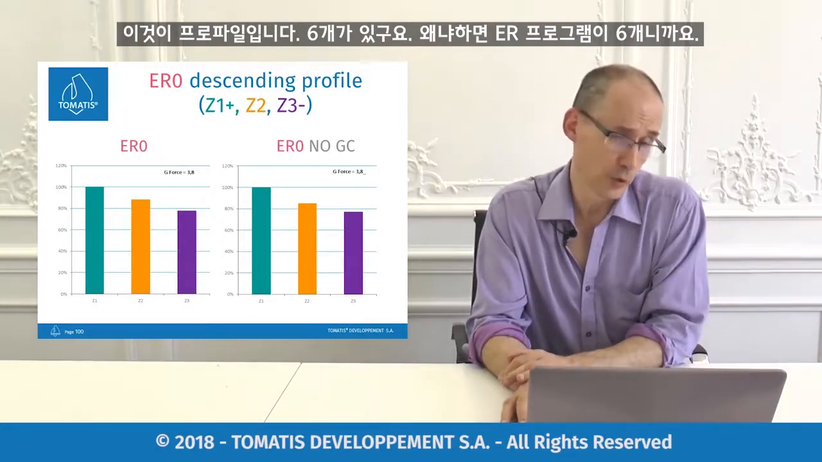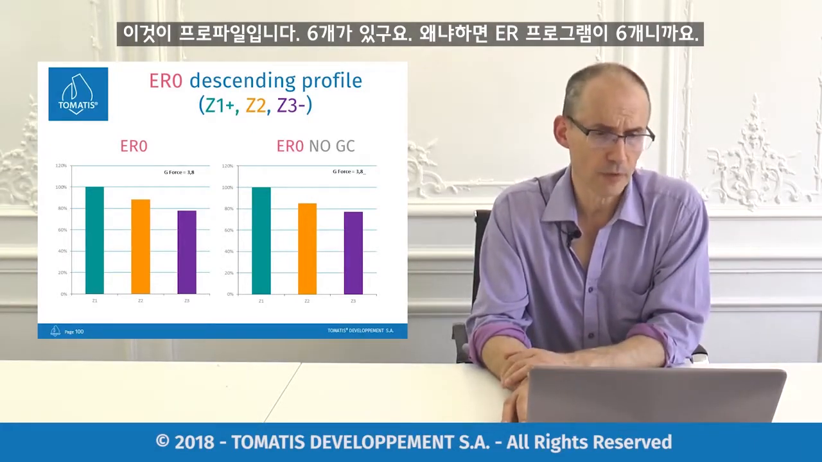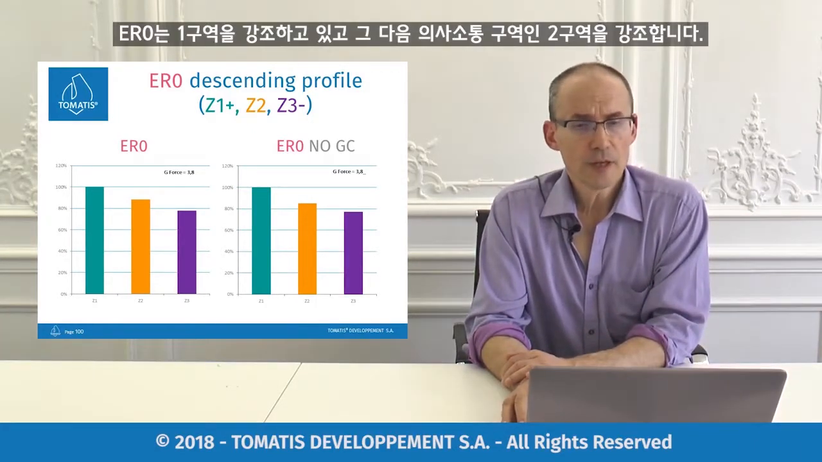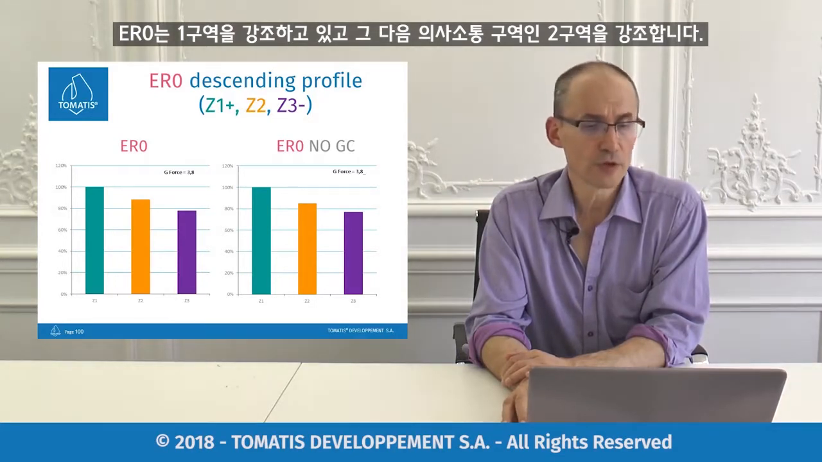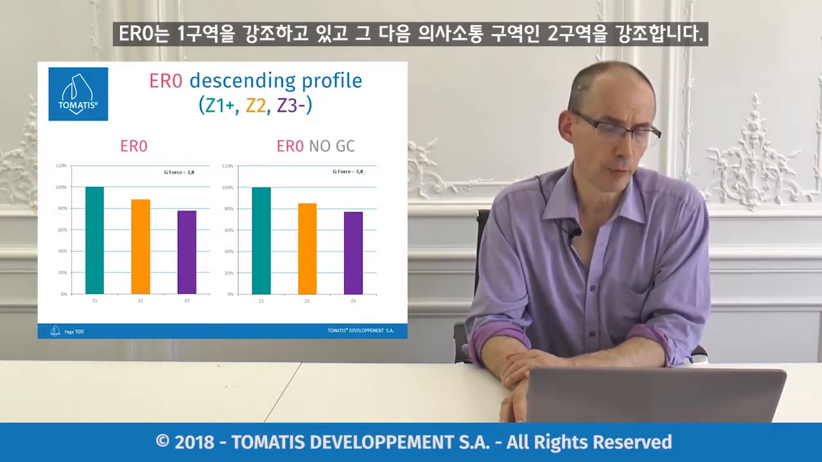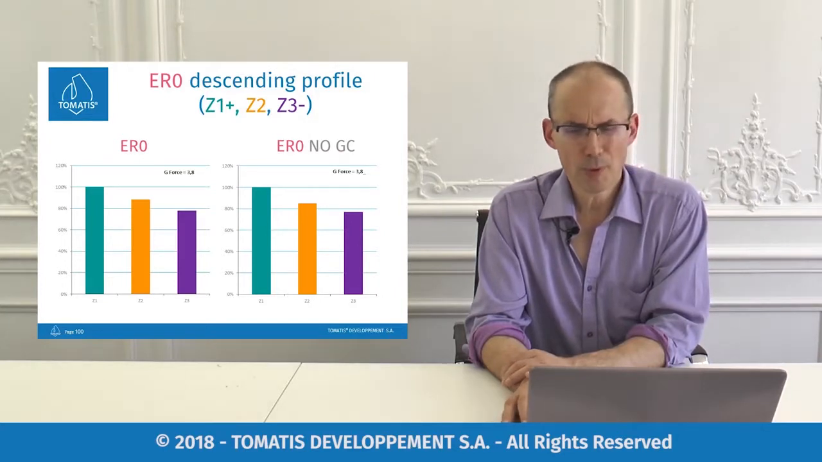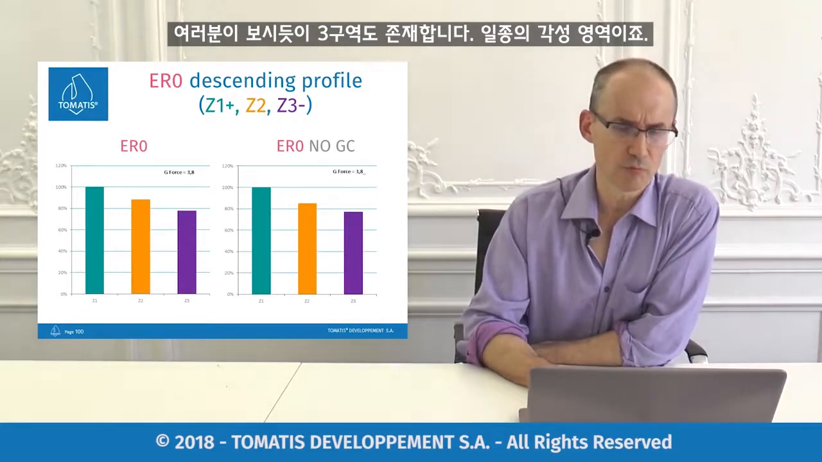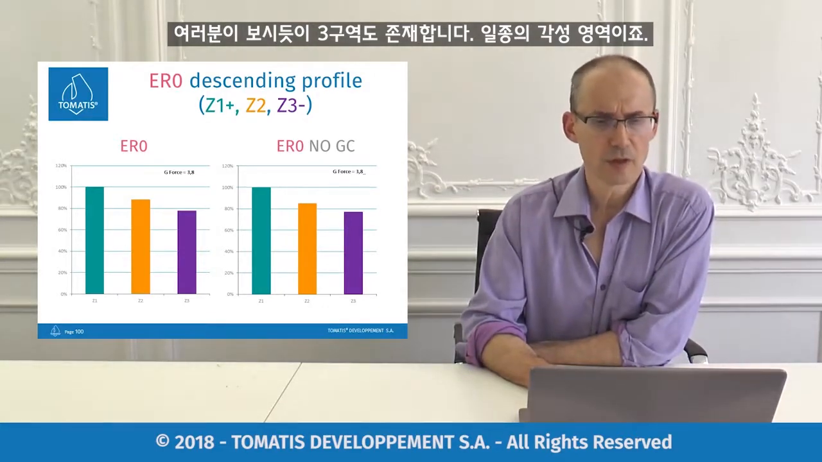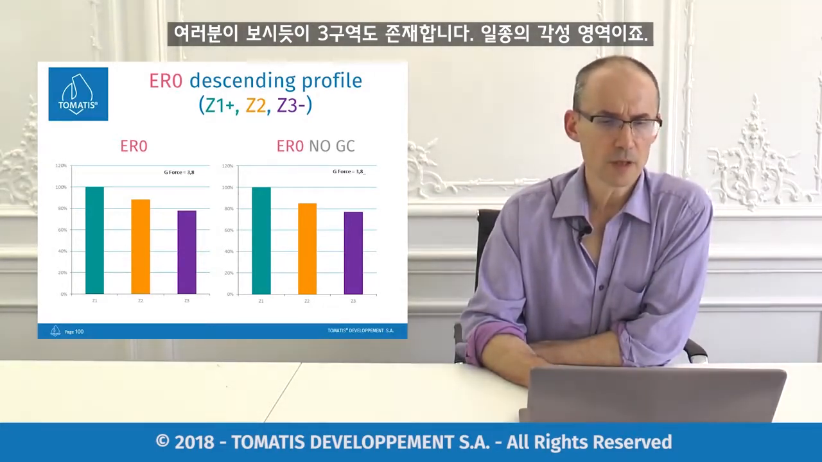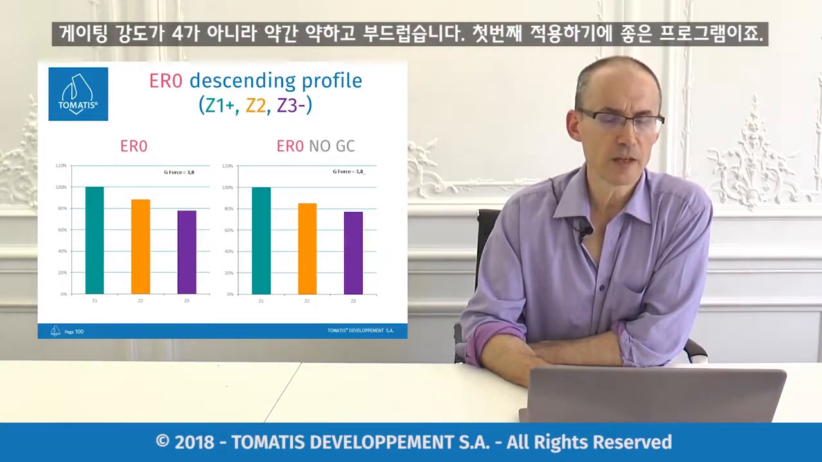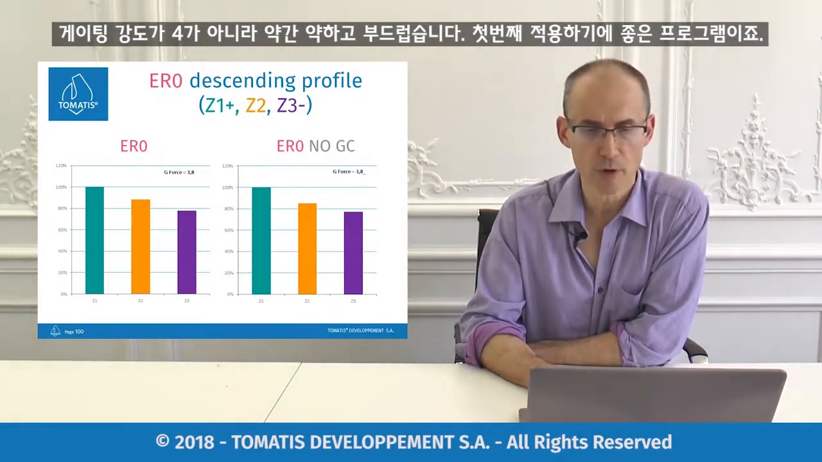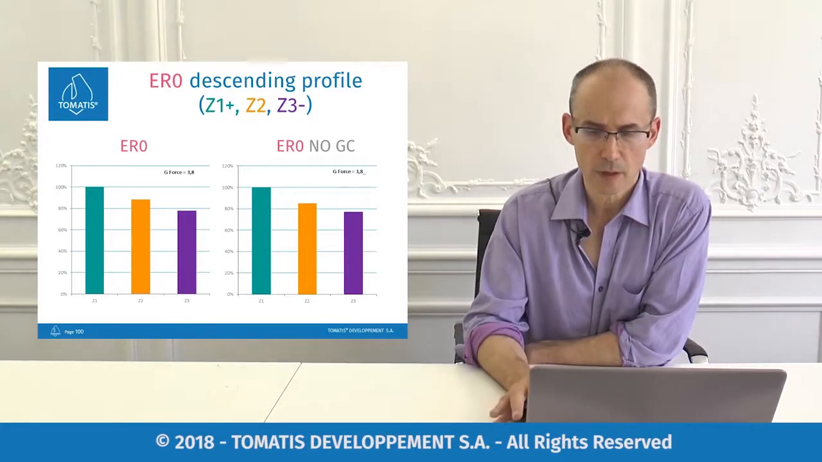Six of them, because we have 6 ER programs. ER0 here, emphasis on zone 1, then on the communication zone, zone 2. But also, you can see that zone 3 is also present. It's kind of arousing. The only thing is the force of gating is not really 4, it's a bit less. So it's slightly softer. So it's a nice program to apply in the first place.